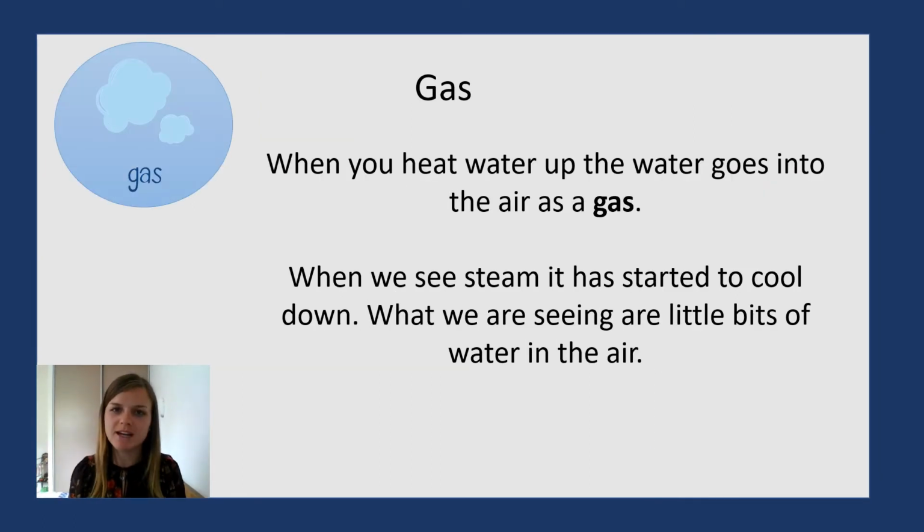The last state of matter we're going to look at is a gas. Now, we get a gas when a liquid becomes very, very hot. The liquid will transform into a gas and it will go into the air around us. Now, we can't see this. This gas is invisible. We can't see it. But we can see when it starts to turn back into a liquid. We can see it was in the air.